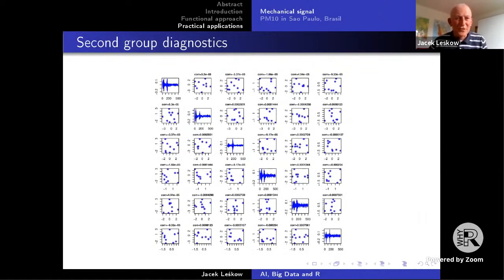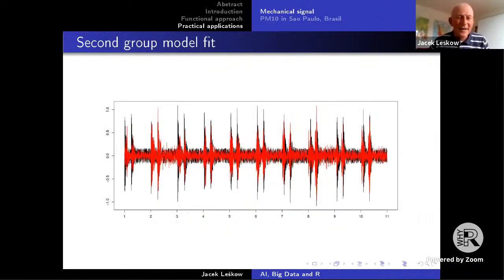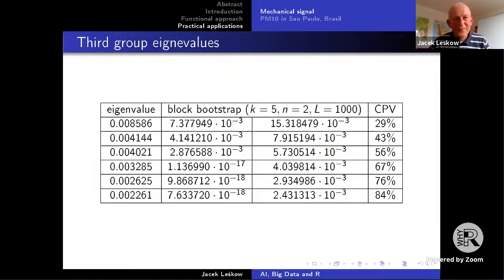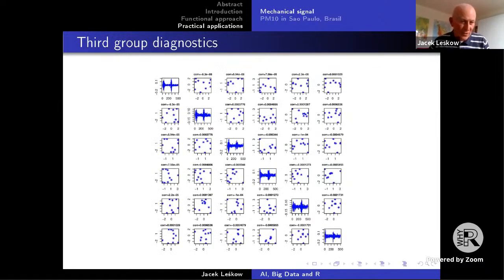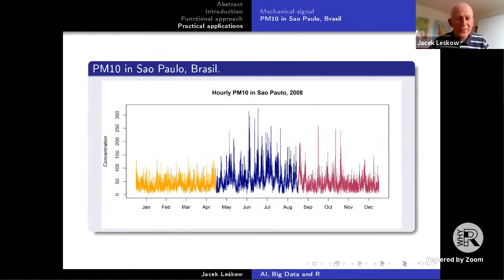And a similar picture is for the second group. You see slightly different eigenfunctions on the diagonal, but the most exciting is this picture of reconstruction. That is, we are able to capture those important features of the signal. And also the same happened with the third group.